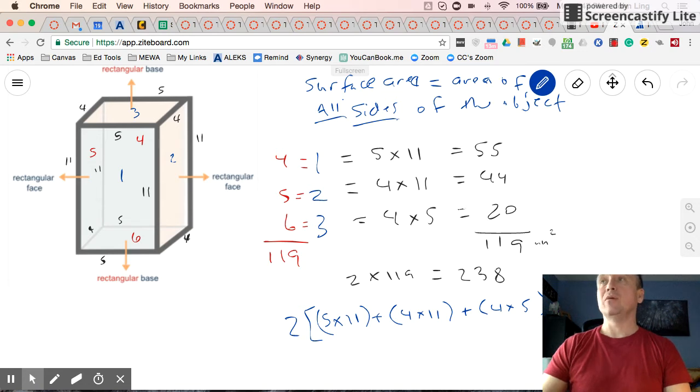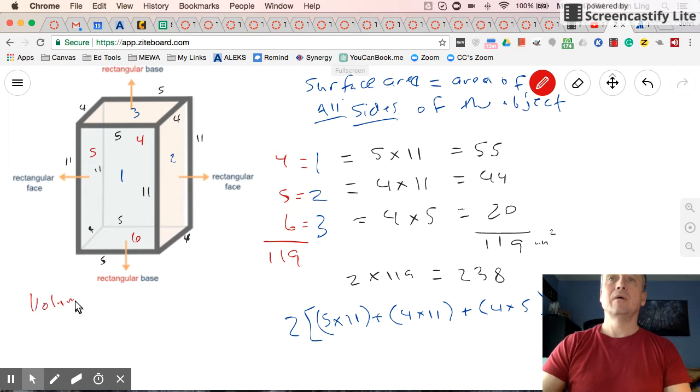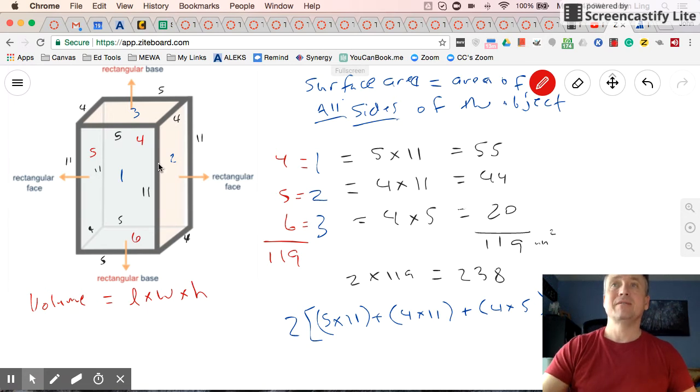Now, volume is even easier. Volume, I'll just write that in red over to the side here. Volume is equal to the length times the width times the height. Or you could just say the 3 different dimensions. That's where we get the word 3D from. This object is in 3D. There's length, there's width or depth, and there's height.